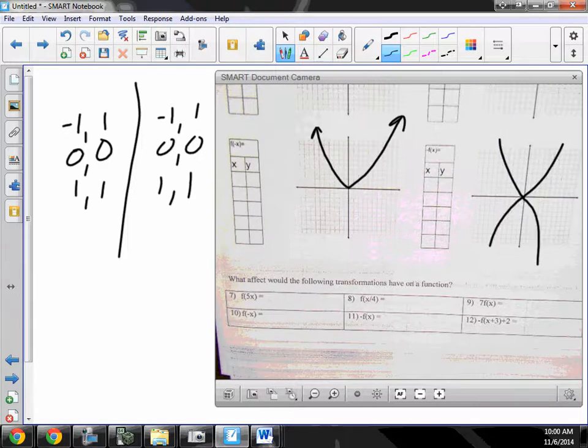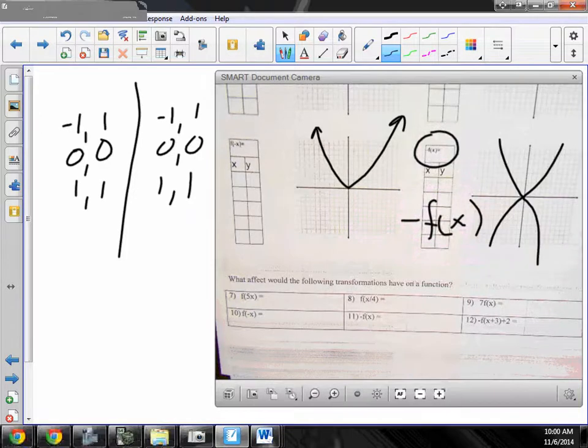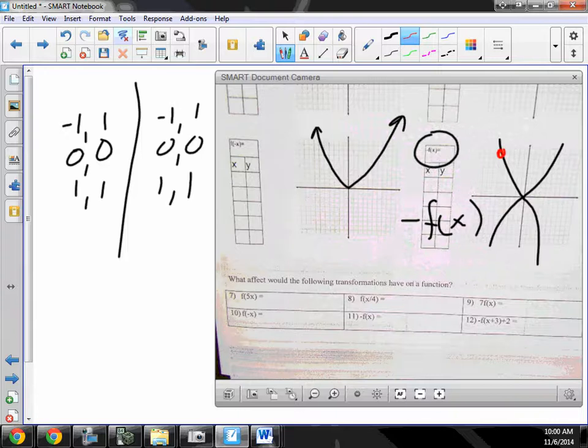So this equation here, negative f of x, says plug in your x's. When you have your y values, change the sign of the y values. So every positive y value now becomes a negative y value. So that reflected, this is a reflection across the x-axis.